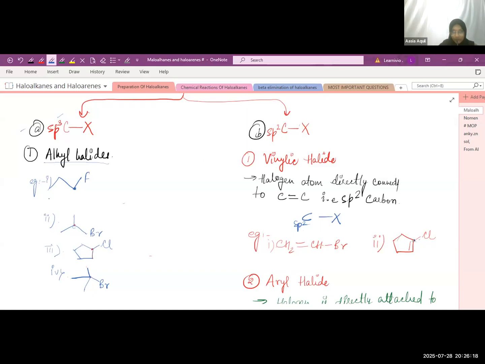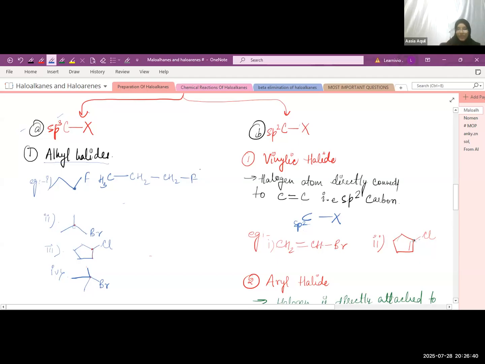I'm just trying the CH3, right? So you can see one, two, three carbons there: CH3, CH2, and here CH2 and fluorine. Now see how to check whether it's a primary, secondary, or tertiary.